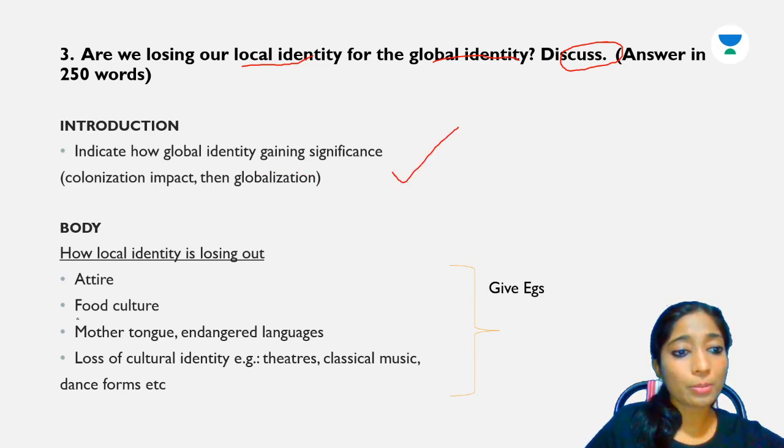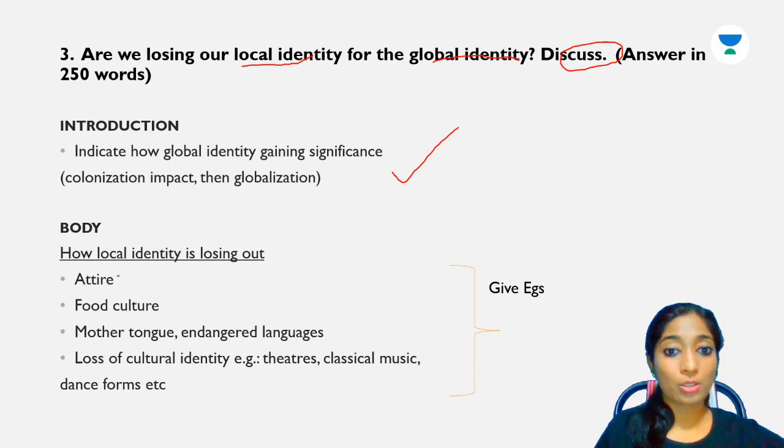And now coming to the body part, you have first one, as I said, how local identity is losing out. You can talk about the dressing pattern, like your attire. There is a change. Now we use a lot of Western dresses like jeans and all. Even though we have tropical climatic conditions, we use jeans. And it is mainly because of the impact of colonization as well as globalization, mainly globalization.